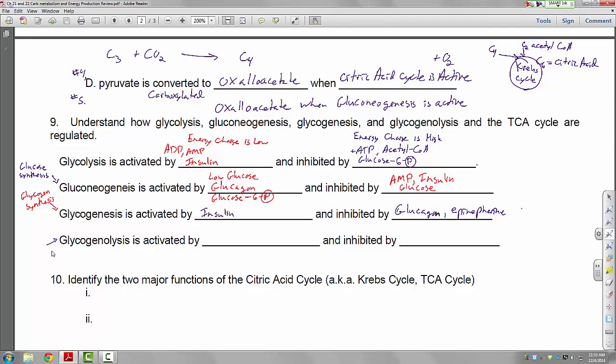Glycogenolysis. Glycogenolysis, this is the breaking down of glycogen. So it's the hydrolysis, breaking down of glycogen. And when do we need to do this? We need to do this when our blood glucose is low. So when blood glucose is low, what does that mean? Well, high blood glucose is signaled by insulin. Low blood glucose is signaled by glucagon. So this is going to be activated by glucagon and inhibited by insulin.